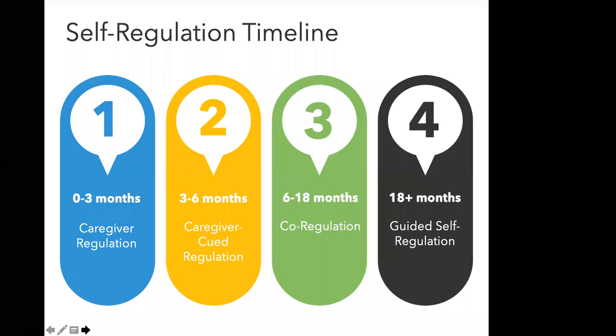However, self-regulation changes over time too, just like all areas of development. We start with caregiver regulation, moving up into caregiver cued regulation. When the cues between the infant and caregiver get solidified, they move into a state of co-regulation. And from 18 months onward, they enter a state of guided self-regulation, where the toddler is slowly learning how to self-regulate throughout their daily experiences.